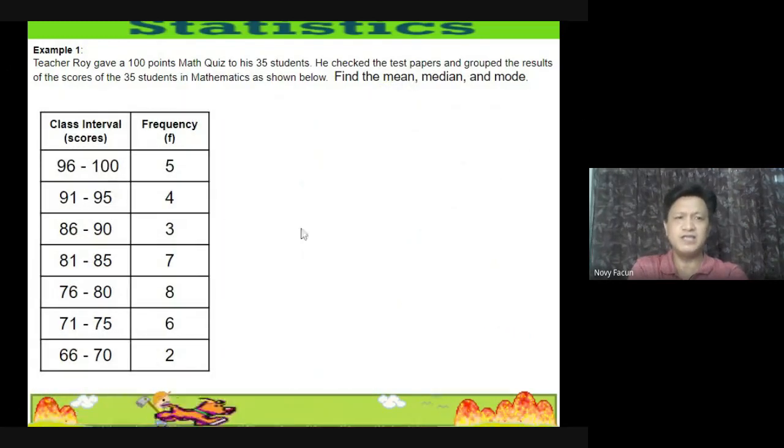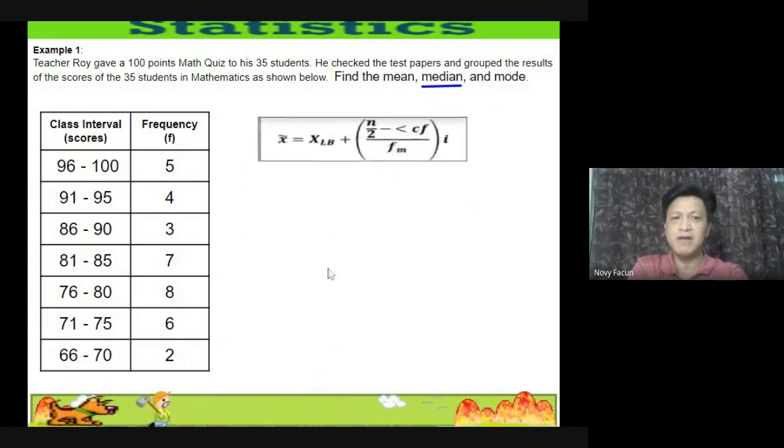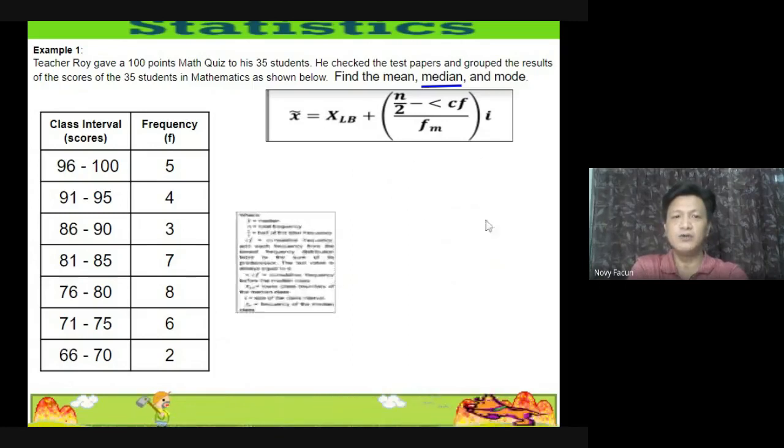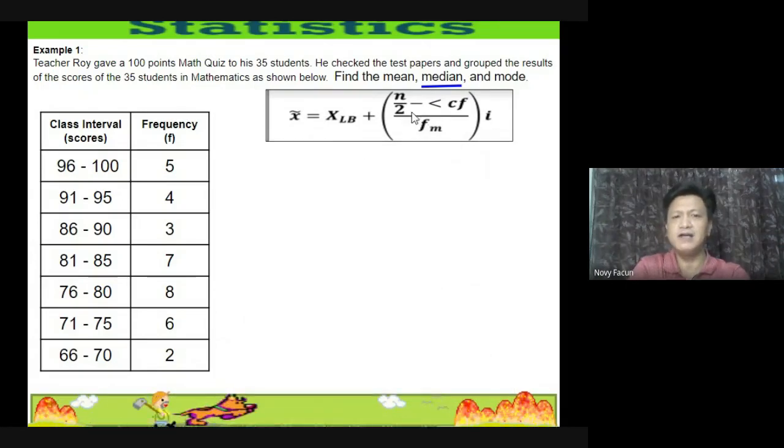Okay, so let's proceed. Another one, with the same problem and the same table. We are now going to find the median. Take note, we will look for the median. So how do we compute the median? Of course, we have a formula for that. When I read this formula, this is the median symbol, the X with a wavy symbol on top.